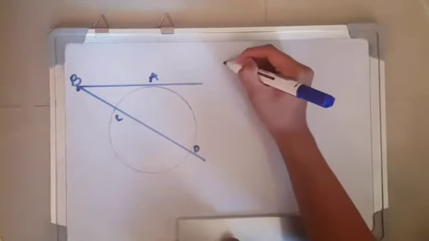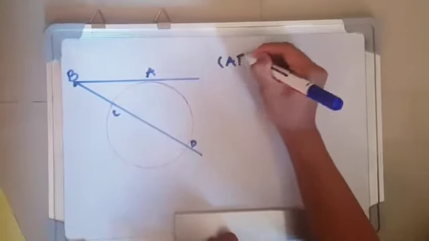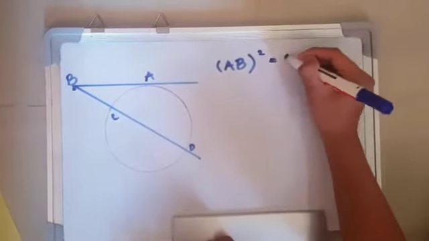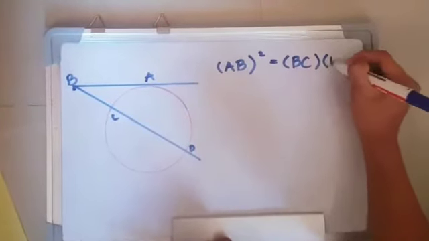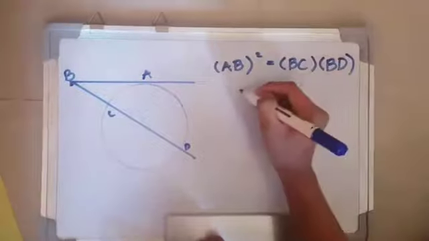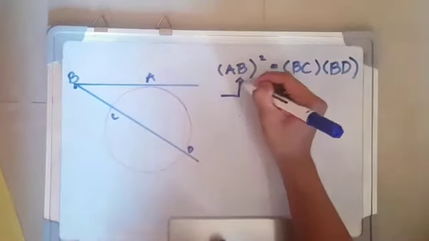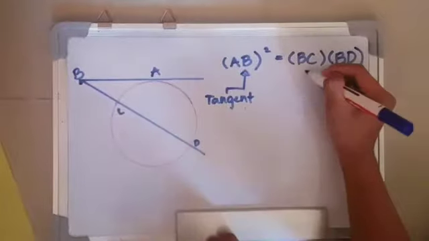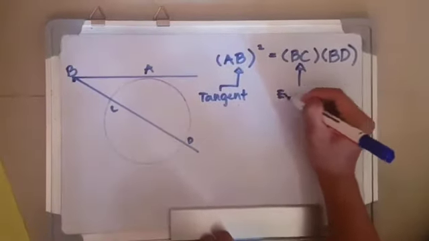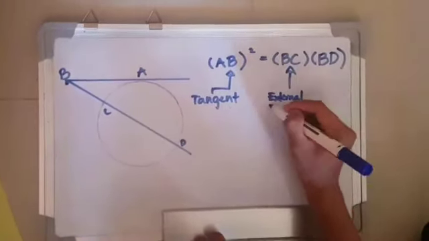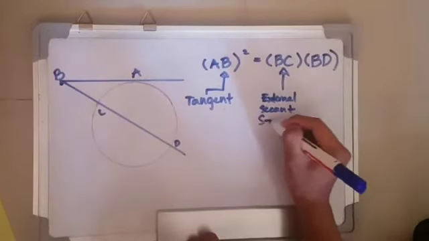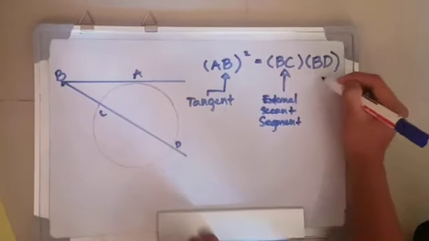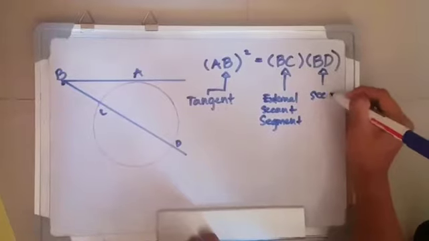The formula will be segment AB squared is equal to segment BC times BD. AB is the tangent. BC is the external secant segment. And BD is the secant segment.